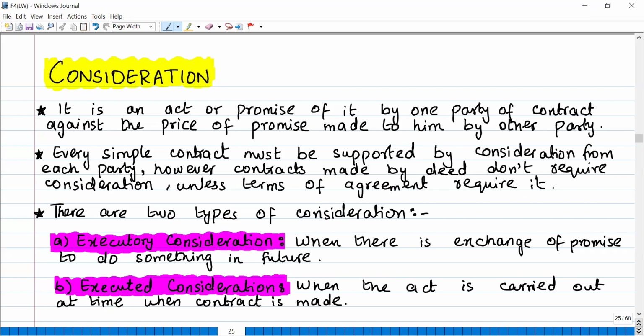So executory consideration is when there's an exchange of promise to do something in future. Executed consideration is when you are doing that act, or performing the promise, at the same time when the contract is made. When I purchase something from someone, a contract is formed. So I am paying the amount, that is consideration from my side. He's giving me the goods, that act is consideration from his side.